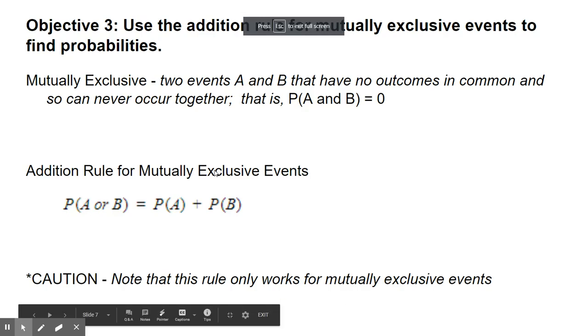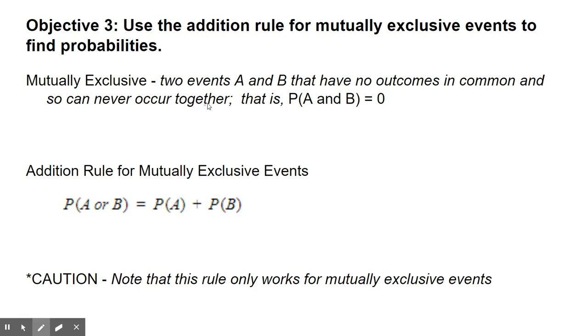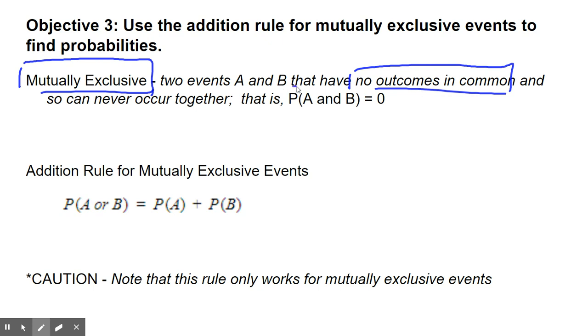All right, so the last objective here is talking about what are mutually exclusive events. Two events are considered mutually exclusive if together the events have no outcomes in common and can never occur together. So mutually exclusive, kind of a big deal, right? Two events have no outcomes in common. That is, the probability of A and B, meaning occurring at the same time, is 0. There is no chance that these two events happen at the same time.